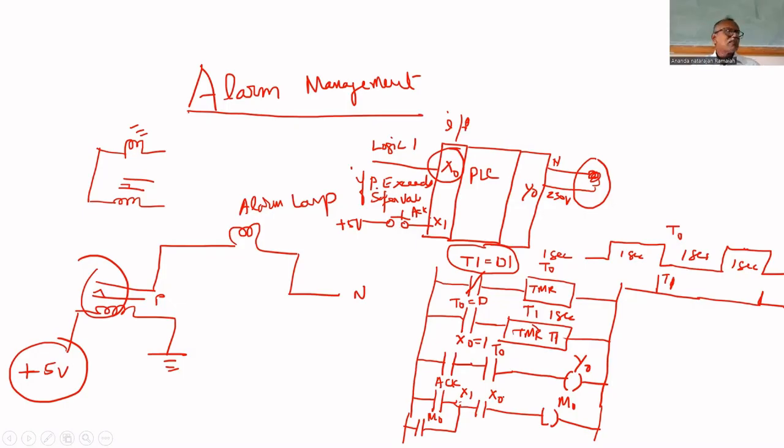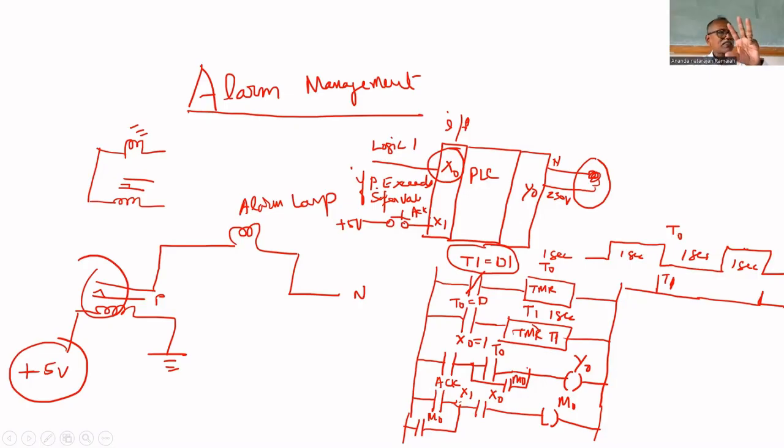So the blinking must be stopped, but it should glow. Why? Pressure is still exceeded. That's why we put M0 across T0. What will happen? T0 is blinking, M0 is not blinking. So it continuously glows. If the lamp is continuously glowing, it means the operator acknowledged that the pressure exceeds its limit. If it is continuously blinking, it means the operator has not yet acknowledged.